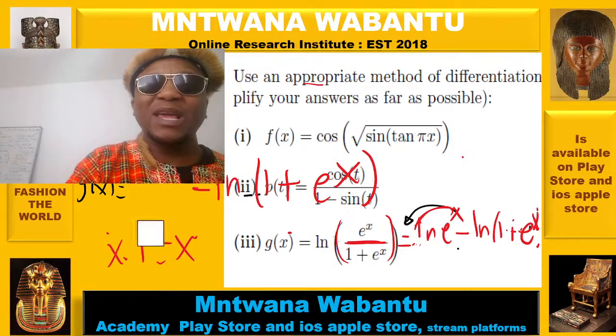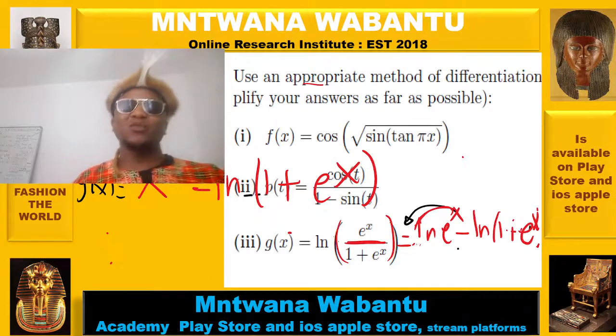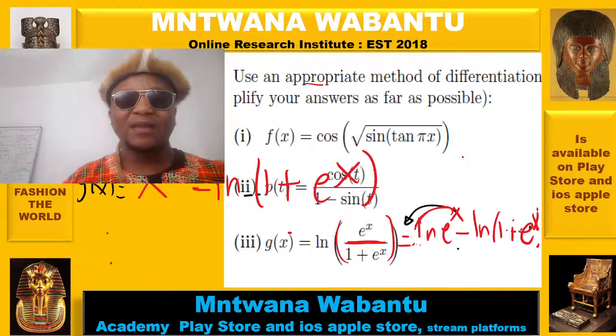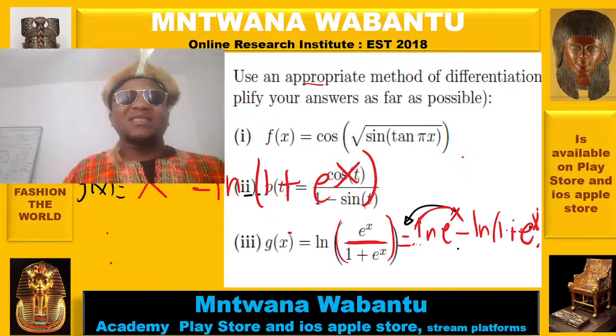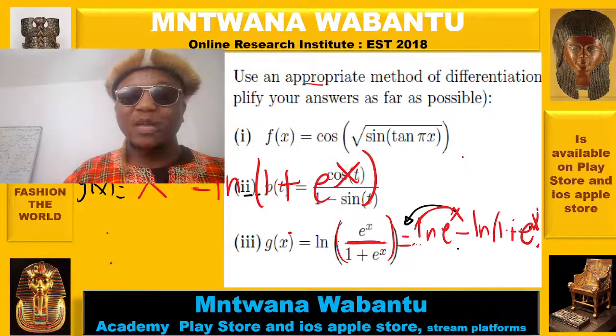But make sure you explain, and if it's a written assignment or exam, make sure you explain your steps. So when you say x times ln of e, it means equal to x. So I have not started to differentiate, I'm just simplifying. From here, yes, we can differentiate.